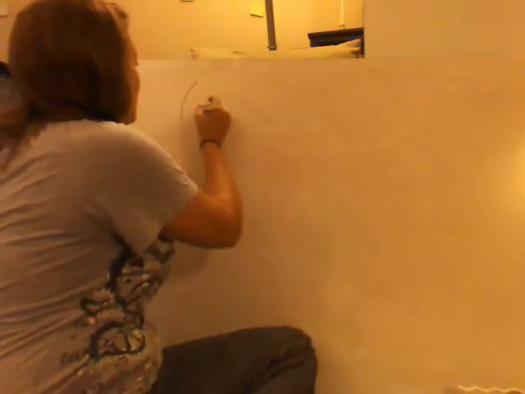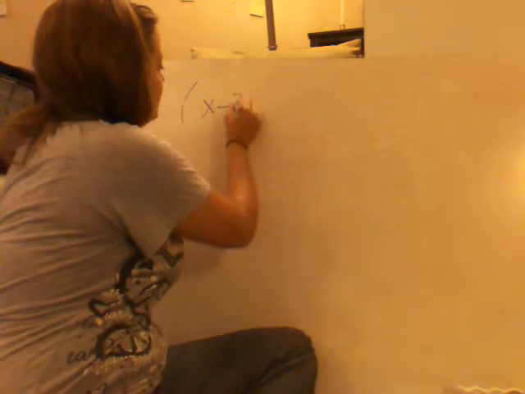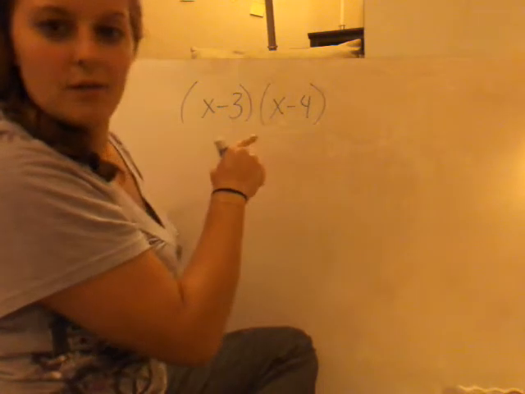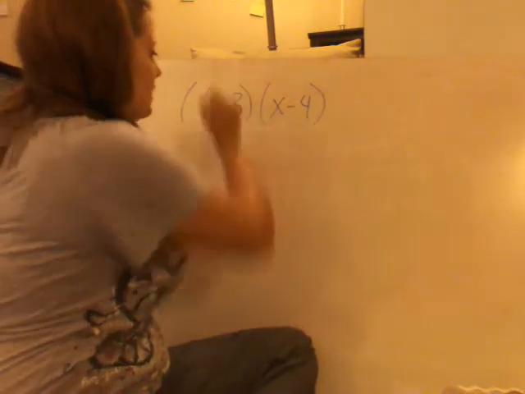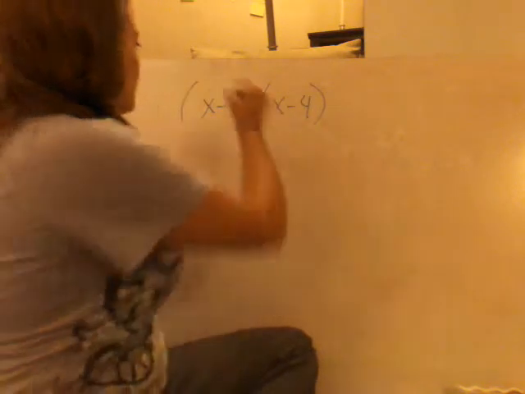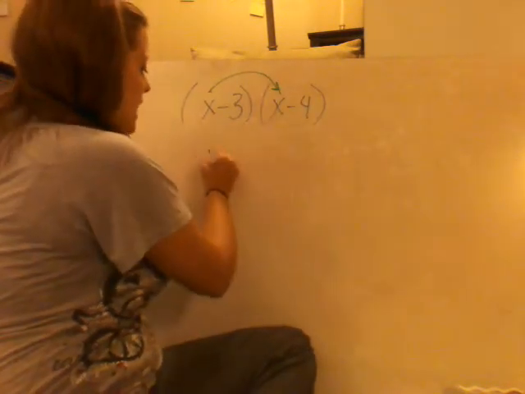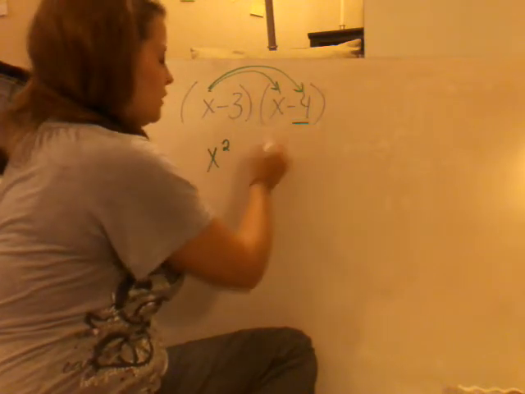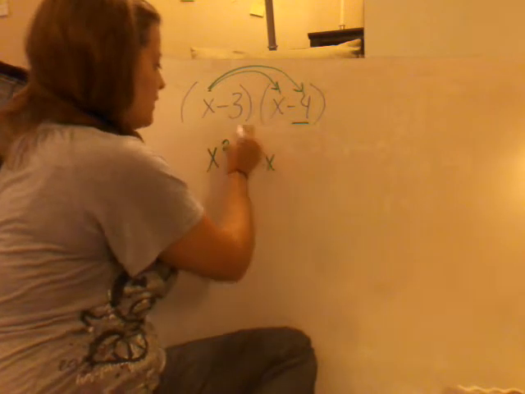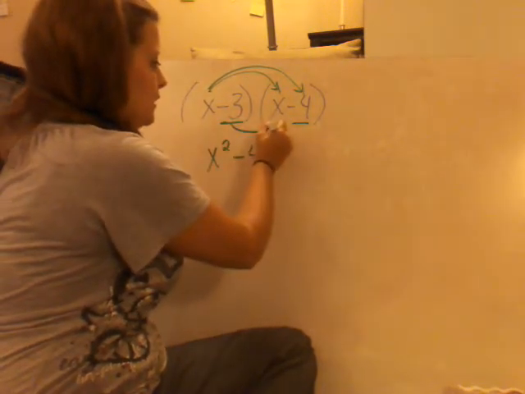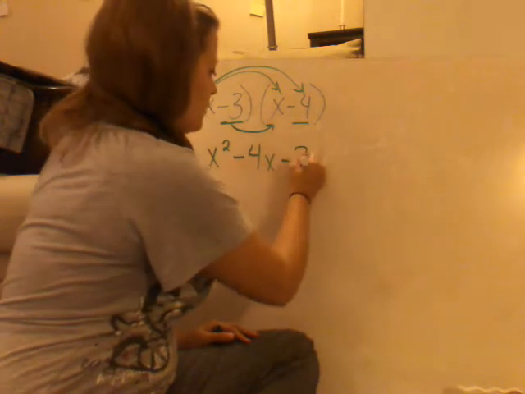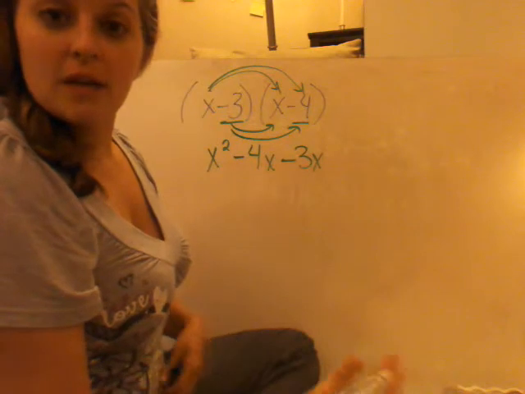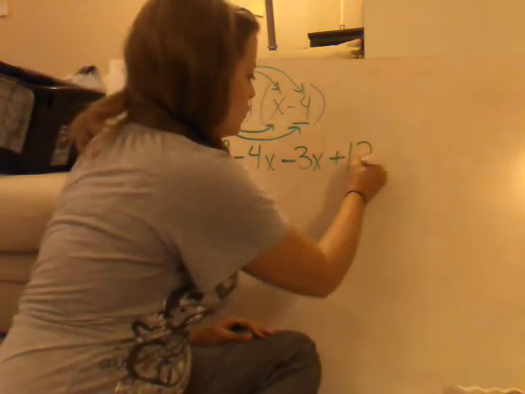Alright, so next I'm going to go x minus 3 times x minus 4. And yes, that's a 4. Okay, so now I'm going to take, with a different color, x times x. X times x is x squared. X times a negative 4 is negative 4x. A negative 3 times x is a negative 3x. And a negative 3 times a negative 4, a negative times a negative is a positive. So I've got positive 12.